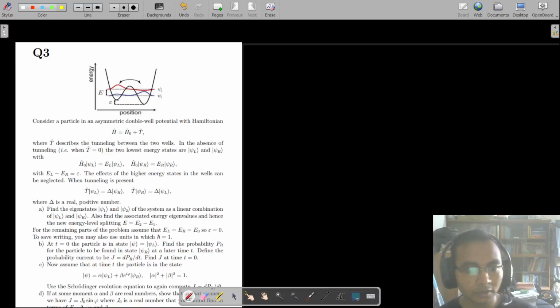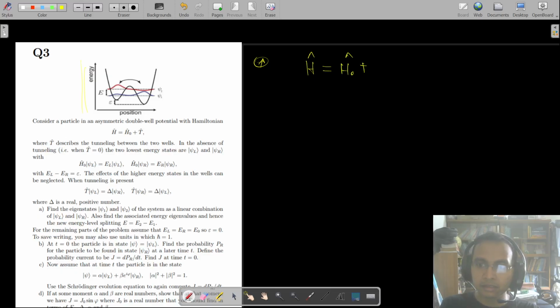Hello everyone. In this session, we're going to solve this quantum mechanics problem. So let me first state what's in the question. We are given an asymmetric double well potential, which is pictured here, and which has a Hamiltonian that looks like this. Now T, the operator T, describes the tunneling between the two wells.